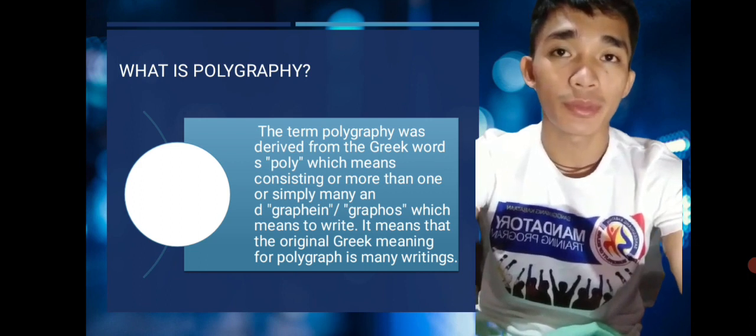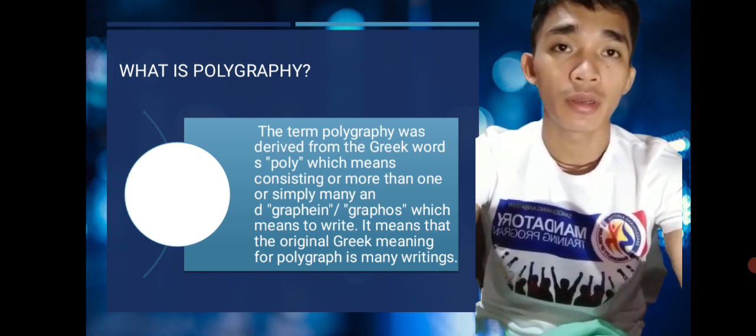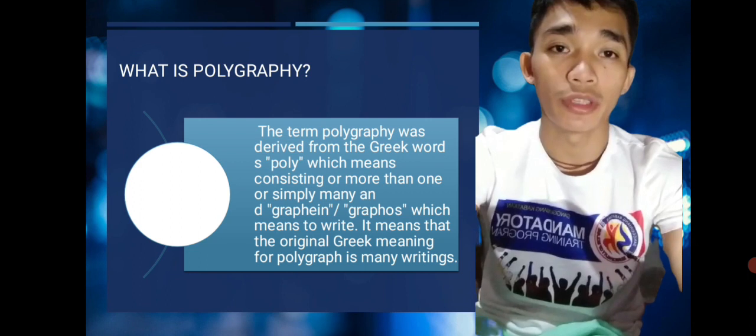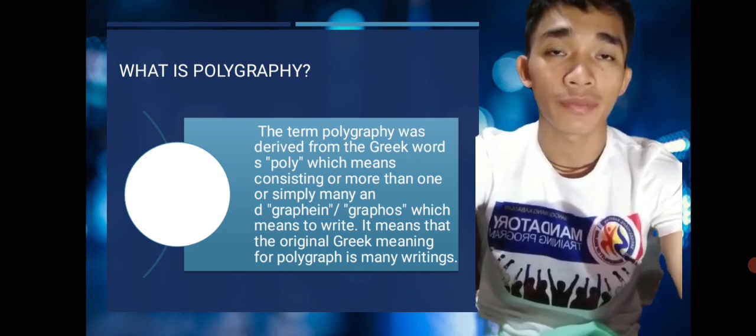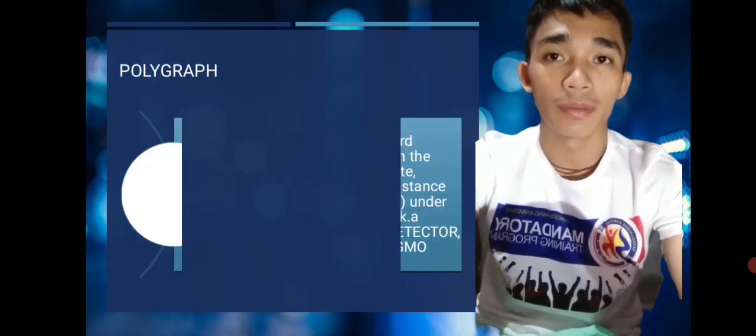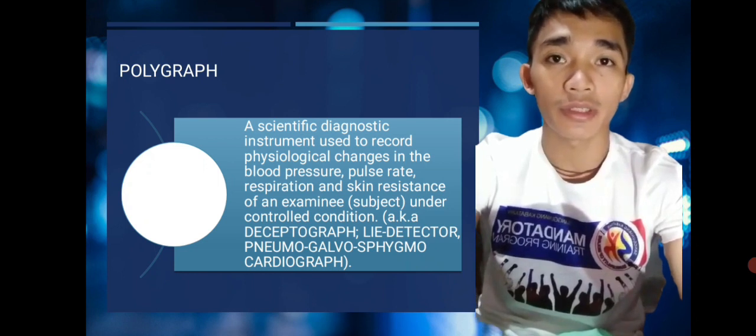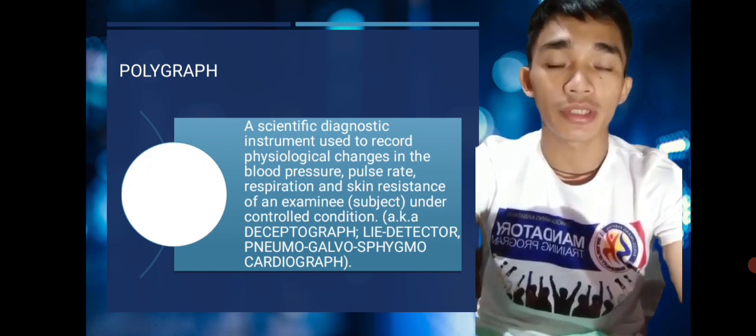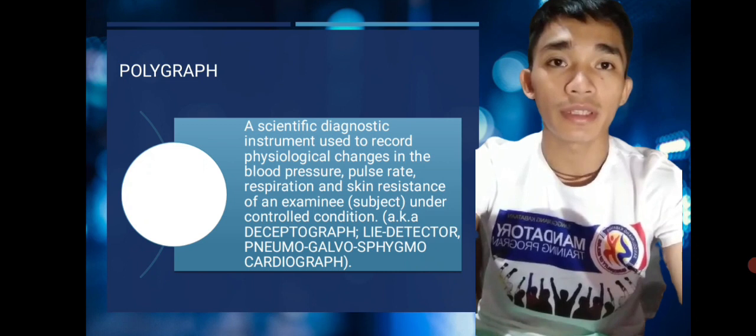Polygraphy. The term polygraphy was derived from the Greek words poly, which means consisting of more than one, or simply many, and graphein, or graphos, which means to write. It means that the original Greek meaning for polygraph is many writings. Polygraph, a scientific diagnostic instrument used to record physiological changes in the blood pressure, pulse rate, respiration, and skin resistance of an examinee under controlled conditions.